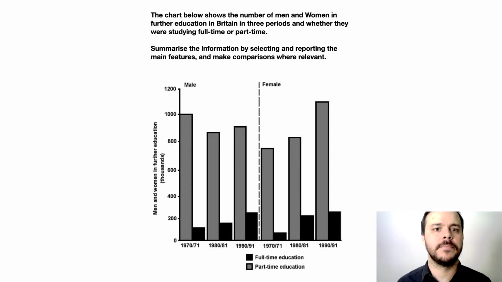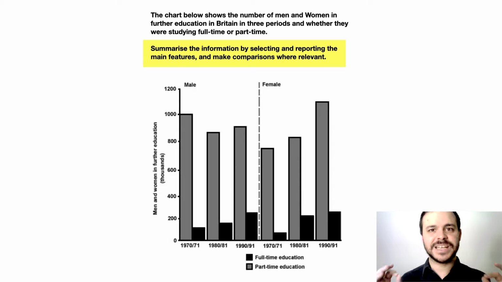Let's have a look. The heading is: the chart below shows the number of men and women in further education in Britain in 3 periods and whether they were studying full-time or part-time. Then the next part is the task you need to accomplish. Summarize the information by selecting and reporting the main features and make comparisons where relevant.